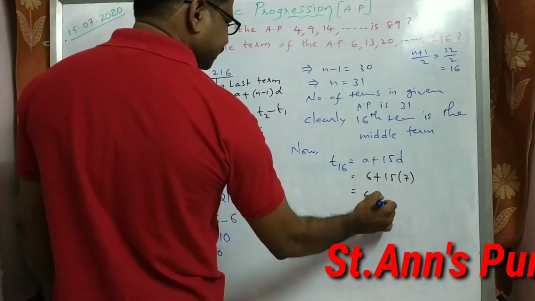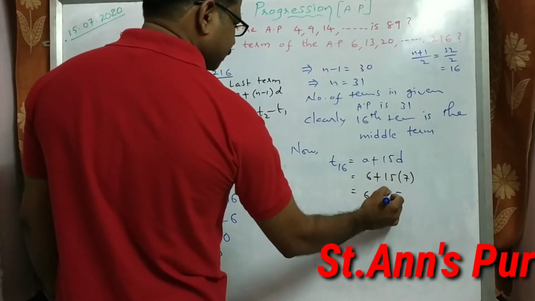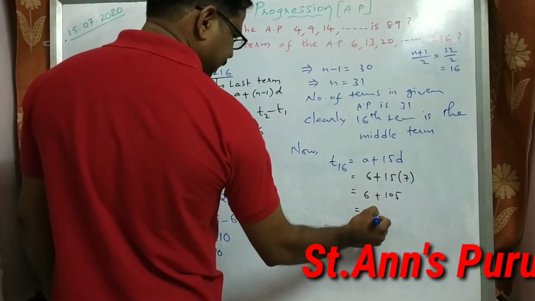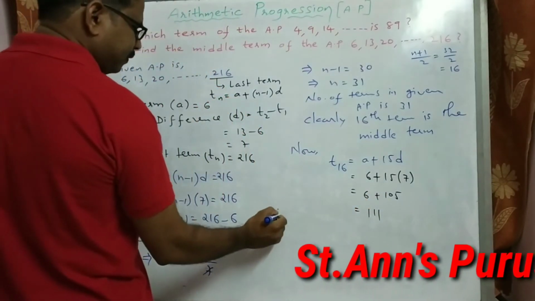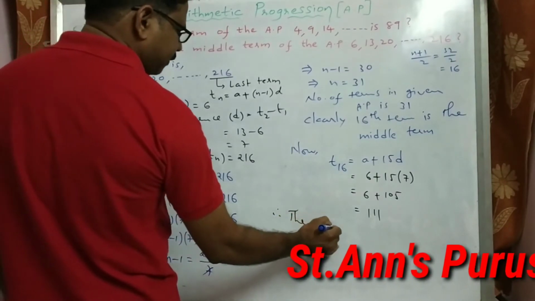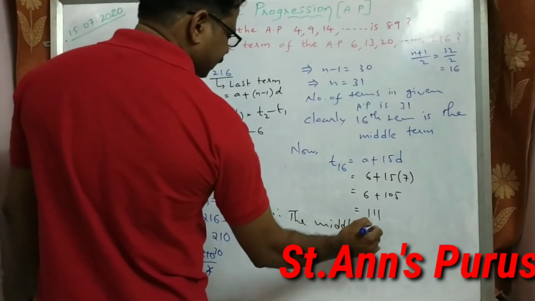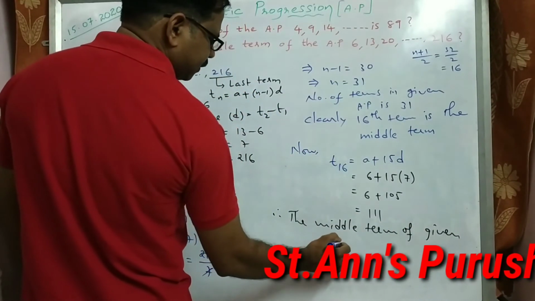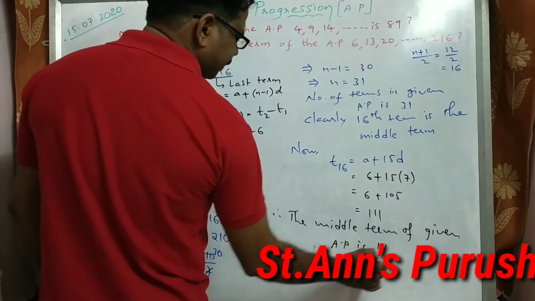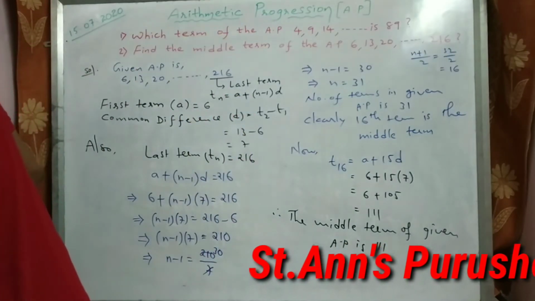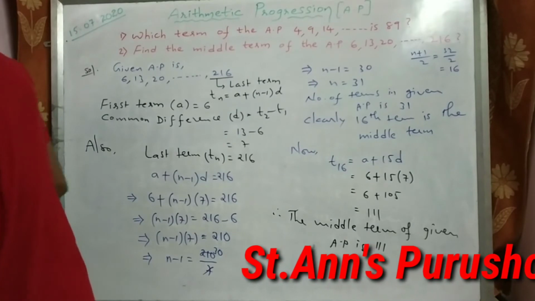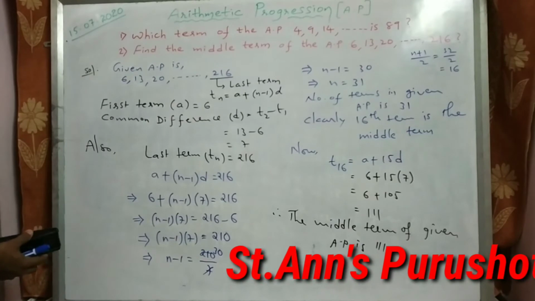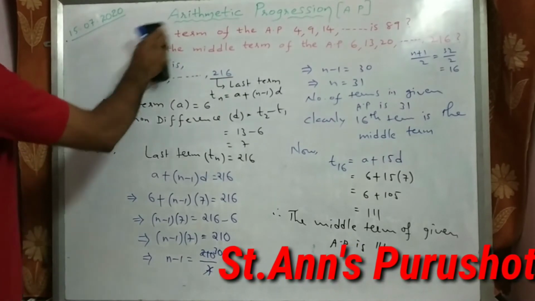So 6 plus 105 gives 111. Right? Therefore, the middle term of the given AP is 111. Okay? So what is the middle term? 111. That is the end of the solution. Okay? One more problem please.